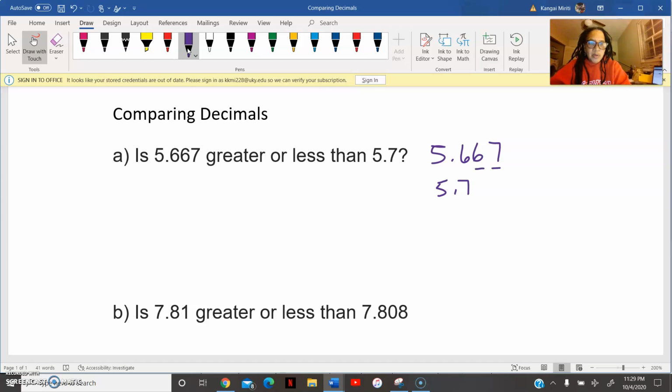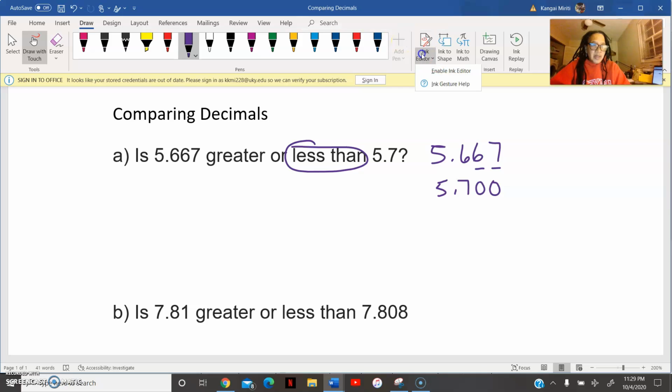This has 2 more units, so let's just add zeros so that these are the same length and have the same place values. And when you even them up like this, you can easily see that 5.700 is certainly bigger than 5.667. So 5.667 is less than 5.7.